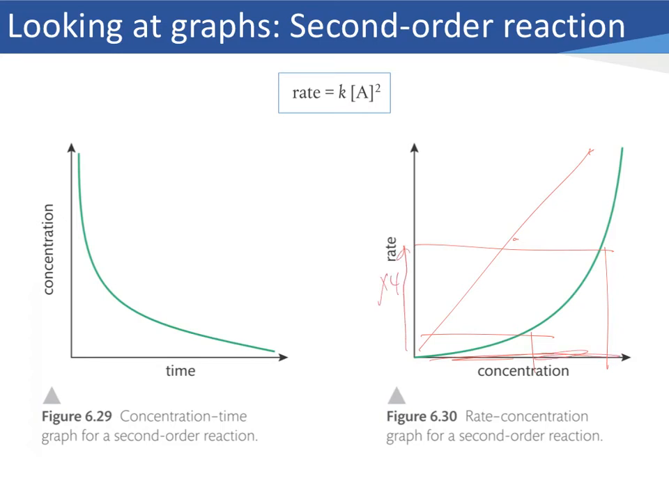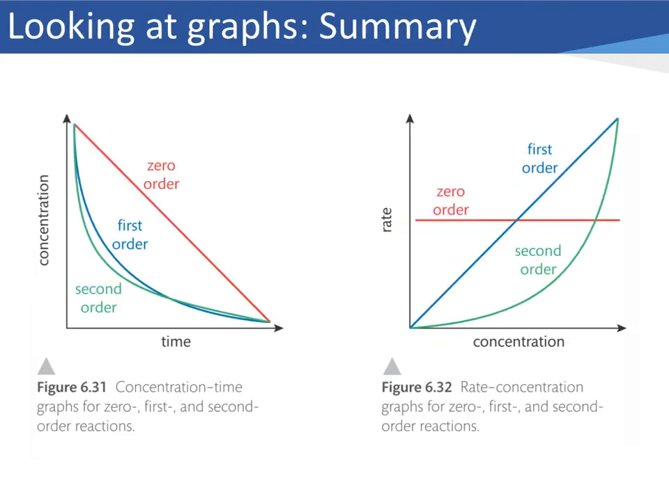If I double the concentration, the rate goes up by 4 because it's double squared, which is times 4. So if I double the concentration, the rate increases by a factor of 4 because of the rate expression, which is determined experimentally, which is still coming up soon. Let's compare graphs. Concentration versus time. 0 order, first order, second order. Rate versus concentration. 0 order, first order, second order. Take a look at those and kind of make sense of them.